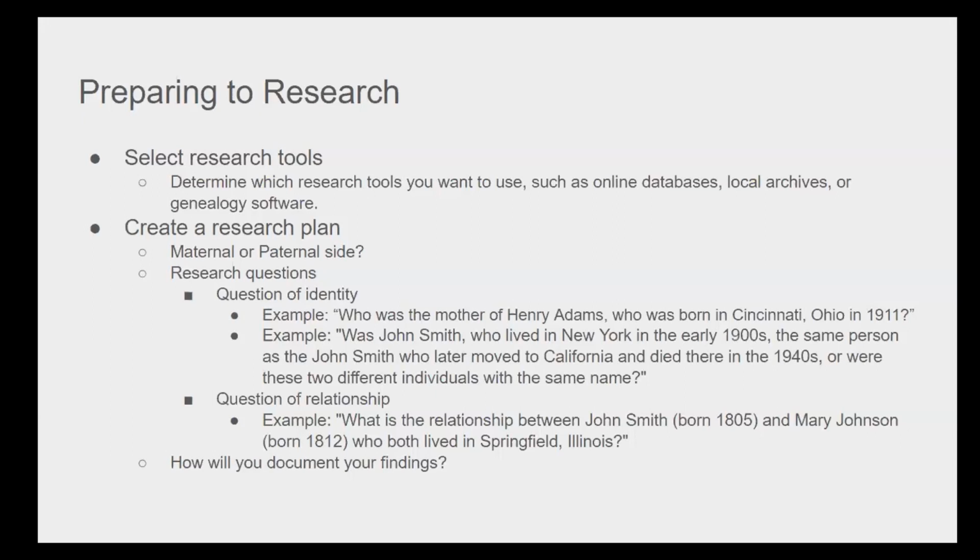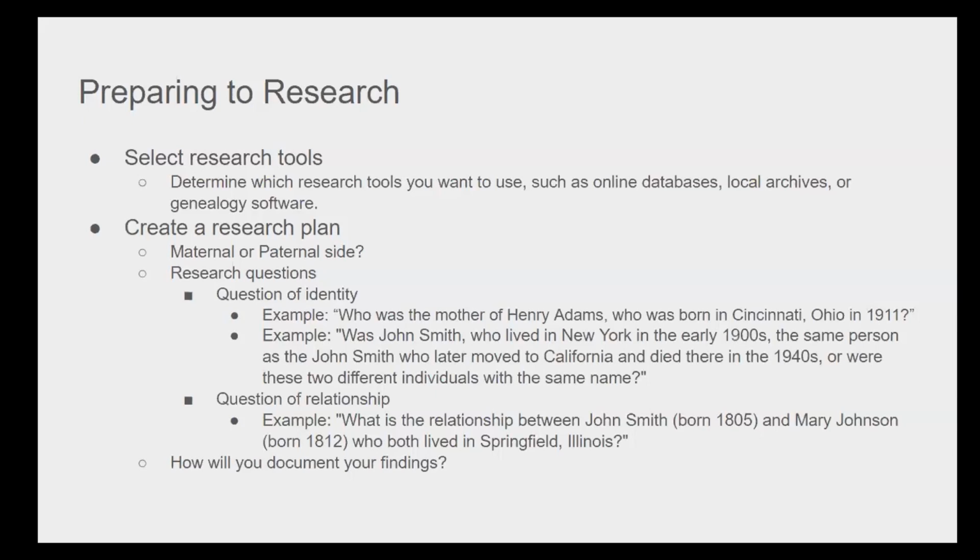A question concerning relationship could be, what is the relationship between John Smith, born 1805, and Mary Johnson, born in 1812, who both lived in Springfield, Illinois? In this scenario, the research goal is to find the specific connection between John Smith and Mary Johnson, and the existence of records or other evidence that hint at a potential relationship, like shared residences or common acquaintances, could be the driving force behind the question.